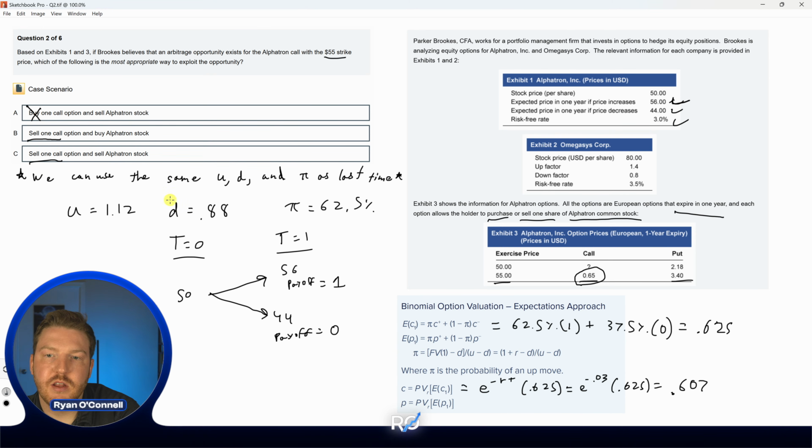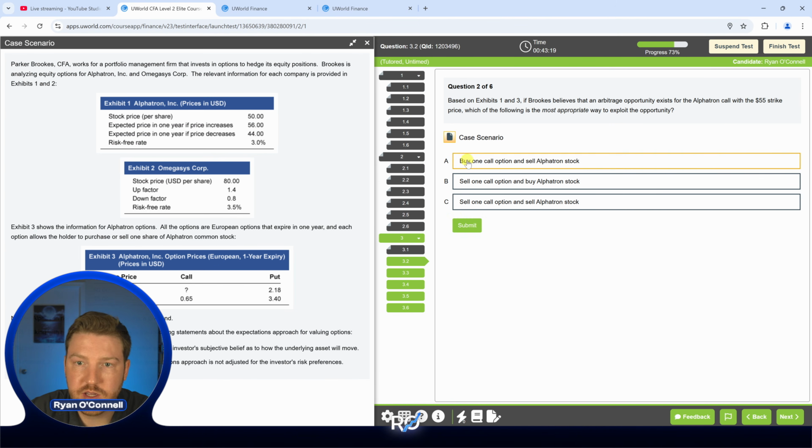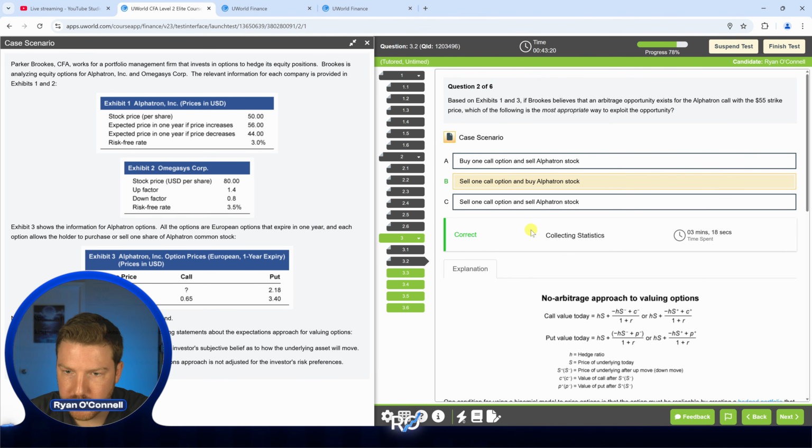But if we're trying to arbitrage, we're not going to just sell and sell. We can sell one call, and then we can buy the stock to offset it. So we can almost fund the purchase of the stock by taking the premium of the call and applying it to buying the stock. So let's go with B for that one and see if we get that one right and hit submit.